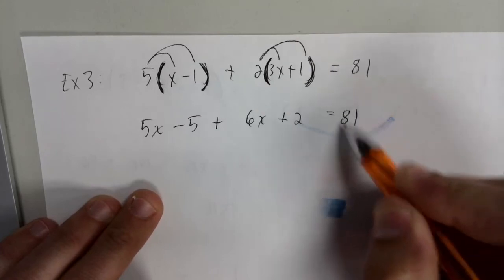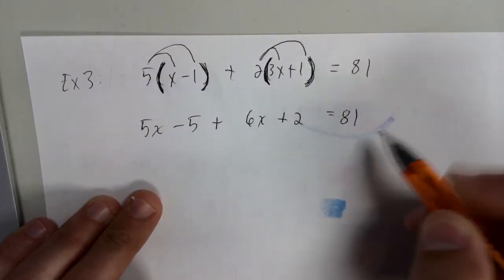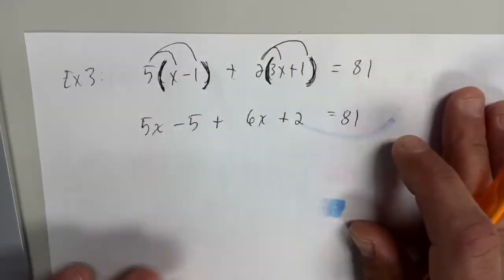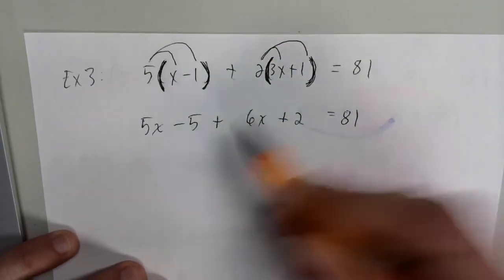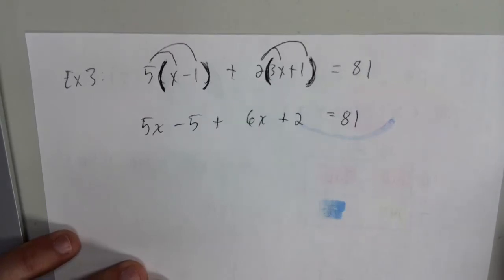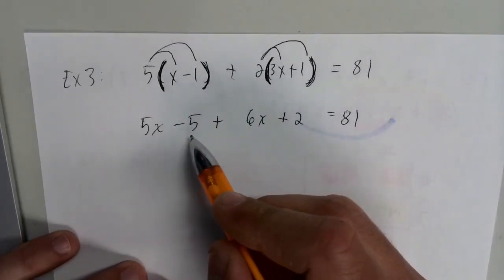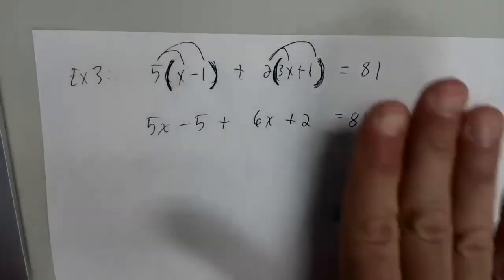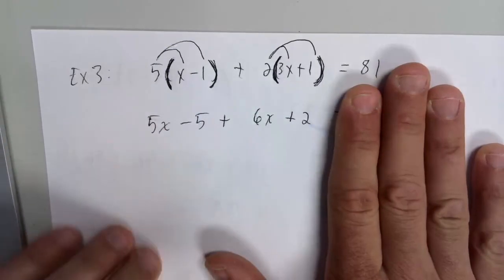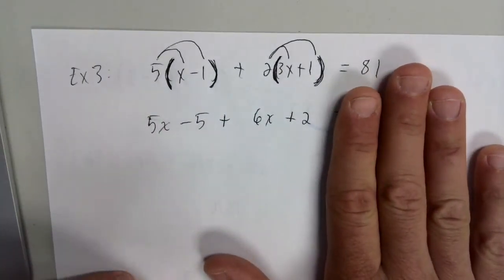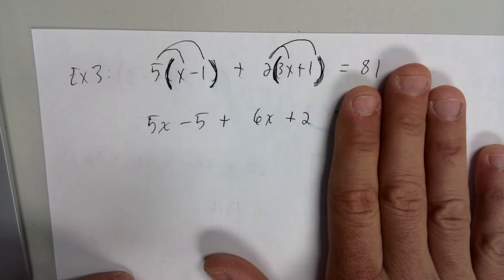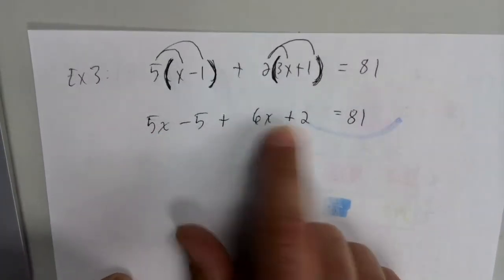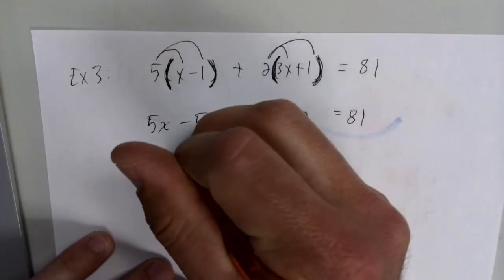Now you look, okay, this is just like lesson 96. Are there any like terms to combine? On the right side, with 81? No, not by itself. But there are some constants that we need to move over there. Before we do that, we want to simplify this left-hand side. So what is it that we need to combine here? The 5x and the 6x. The 5x is positive, the 6x is positive. We're going to get 11x.